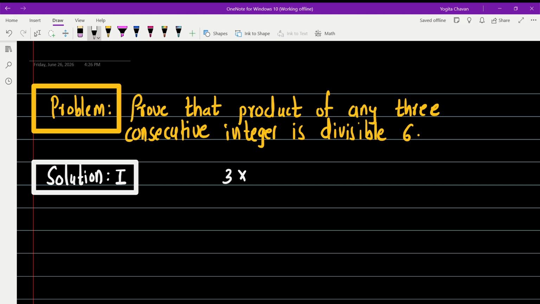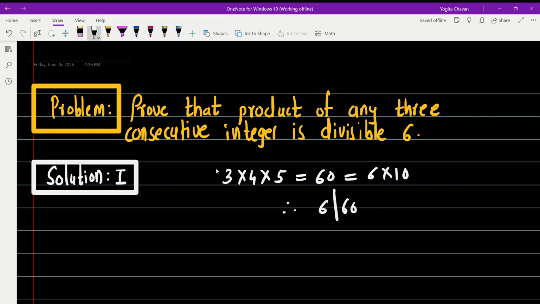3 into 4 into 5. What is the product of these three consecutive integers? It is 60, and this 60 is divisible by 6 because 60 is equal to 6 into 10. Therefore, 6 divides 60. So the product of these three consecutive integers is divisible by 6.